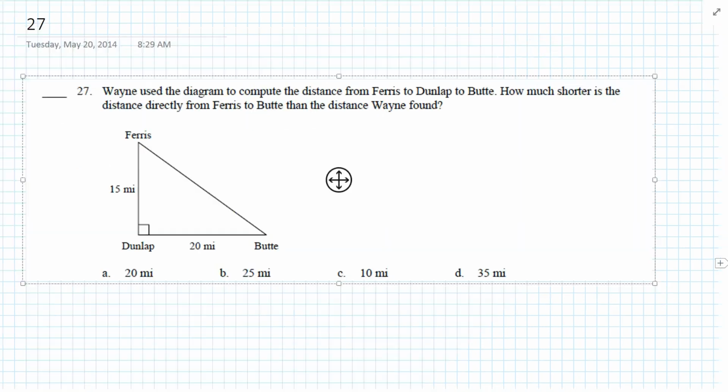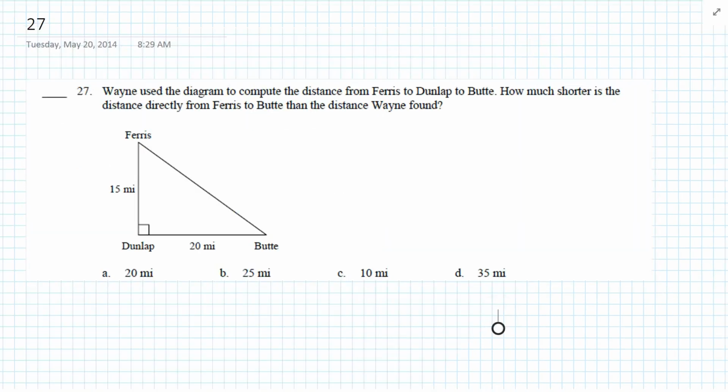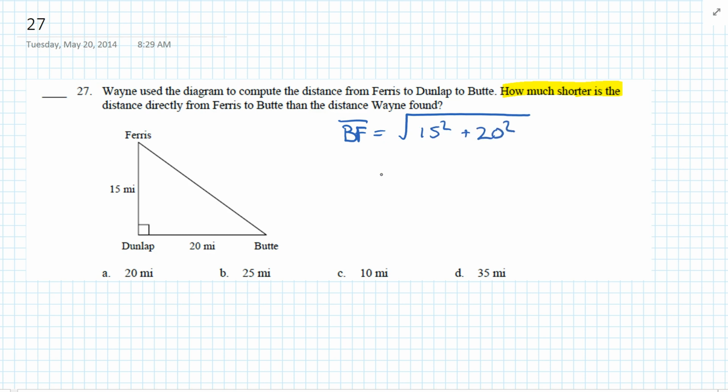27. Wayne uses the diagram to compute the distance from Ferris to Dunlap to Butte. How much shorter is the distance directly from Ferris to Butte than the distance Wayne found? Mind you, it's not asking for the distance from Ferris to Butte. It's asking how much shorter it is. So first thing is we've got to find that distance. Well, the distance between Butte and Ferris is going to be the square root of 15 squared plus 20 squared.